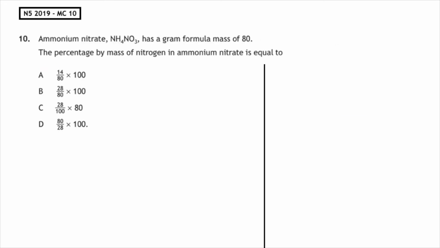This past paper question is from the National 5, 2019, multiple choice question 10. Ammonium nitrate, NH4NO3, has a gram formula mass of 80. The percentage by mass of nitrogen in ammonium nitrate is equal to. Now, I always like to show all of my working, even though the gram formula mass has been given in the question. How many nitrogens do I have in the formula that's been given? I have 2. 2 times 14 equals 28.